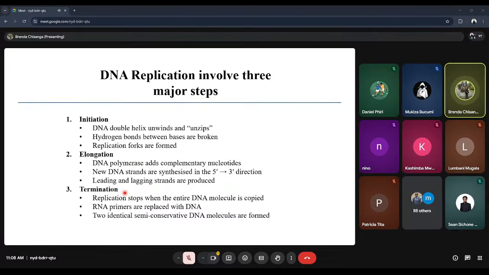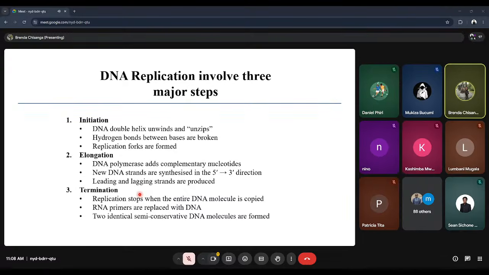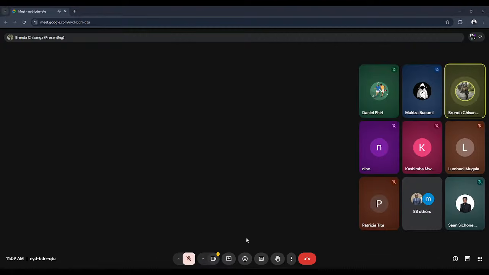And then finally, termination. Like any other process, there must be an end. And DNA replication is not unique to that. At the end of the day, when all the information that is a genetic material is duplicated, it must come to an end, to terminate. So we're trying to say DNA replication, the process itself is just 3 steps. You initiate, you elongate, and you terminate. So let's go through each one of them step by step.